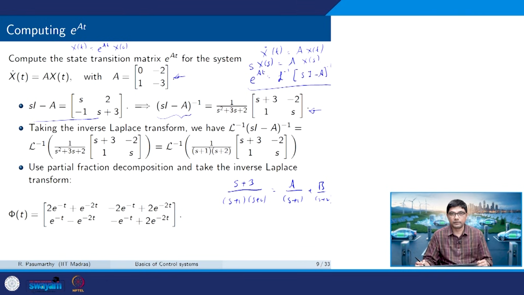I compute a and b using the standard methods, take the inverse Laplace transform, and get it in standard format like this. Most solutions will have the exponential terms here, as in many of our earlier cases of solving differential equations.